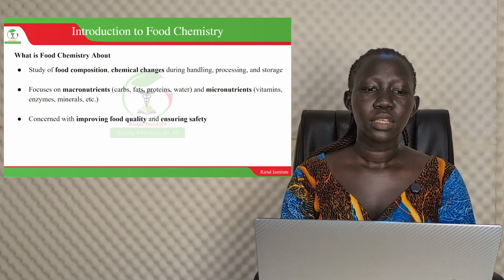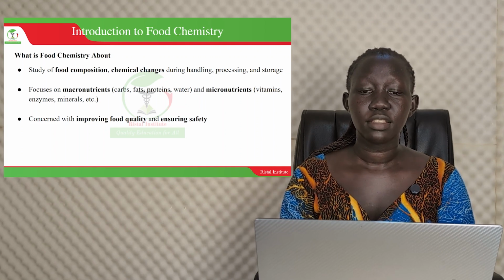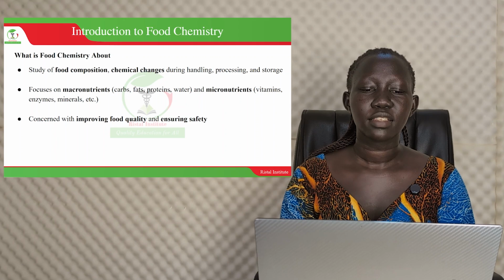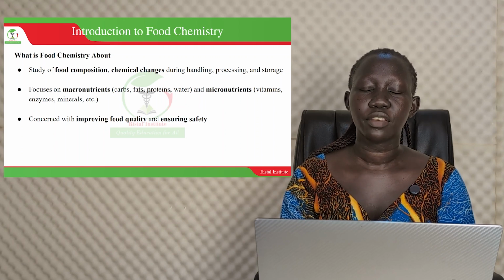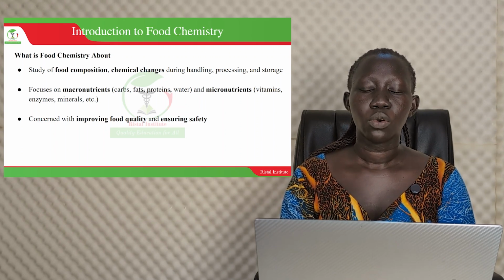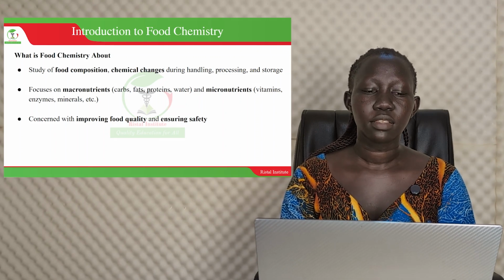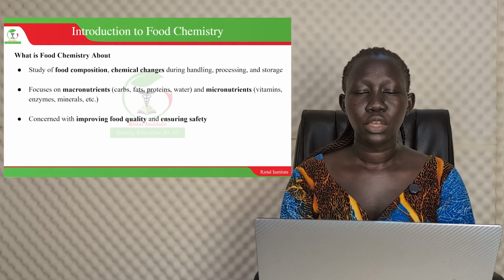So food chemistry is basically about the study of food composition, the chemical changes that occur to food during handling, processing, and storage. And we mainly focus here on the macronutrients, which are the carbohydrates, the fats, the proteins, and then the water. And we also focus on the micronutrients, which involve the vitamins and the minerals, including enzymes and a few other micronutrients.